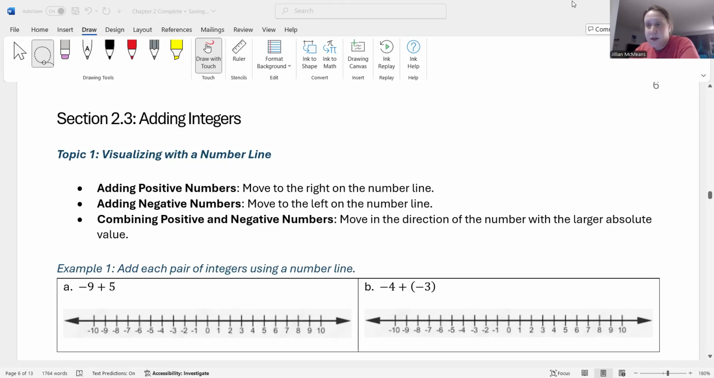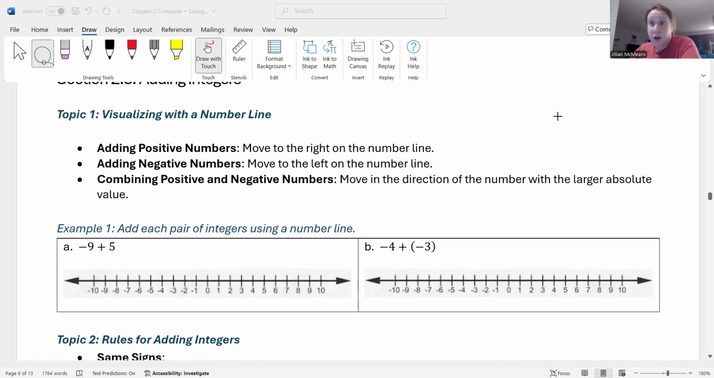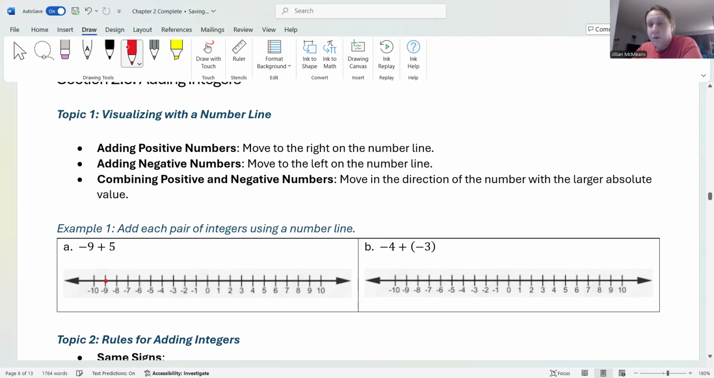So example one says add each pair of integers using a number line. Okay, so for part A, we have -9 plus 5. The most generic way we could approach this is to start by plotting or just making note of where -9 is on a number line. So -9 is right here. Now, from -9, we want to add +5. That +5 tells me I want to move in the right-hand direction. So from -9, I would move 1, 2, 3, 4, 5 units to the right, which puts me at -4. So that tells me if I have -9 and I add +5, my sum is going to be -4.